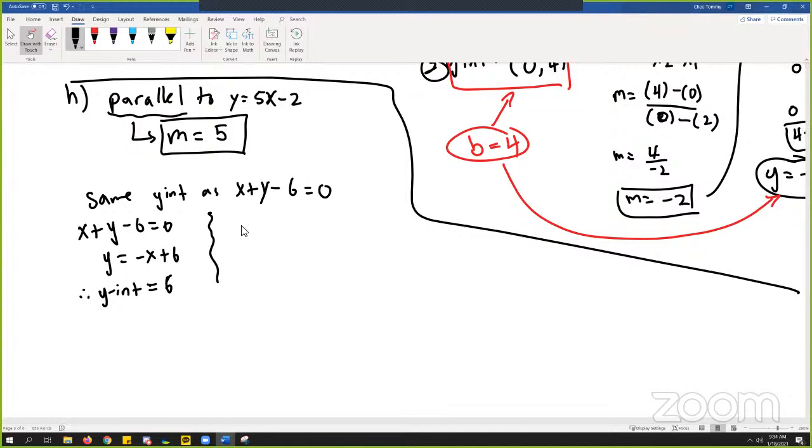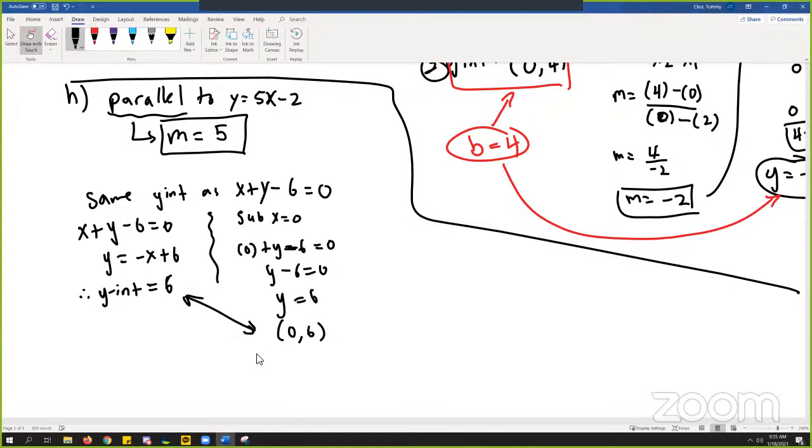On the other hand, you can say for y-intercept, sub x equals 0, and that's going to give me 0 plus y minus 6 equals 0, which gives me y minus 6 equals 0, or y equals 6. So the point is 0, 6. Look at these two, it's exactly the same. So it doesn't matter which method you are doing, you should still get your y-intercept is 6, which means b is equal to 6. Okay?